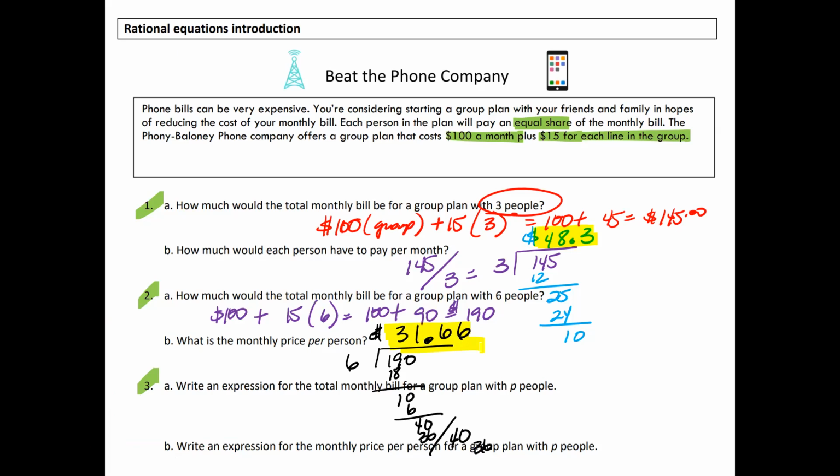So what is the purpose of this? I would say that if I were to start a group, I would probably try to add as many people on my plan as I can, because then it's less money per person in the long run.